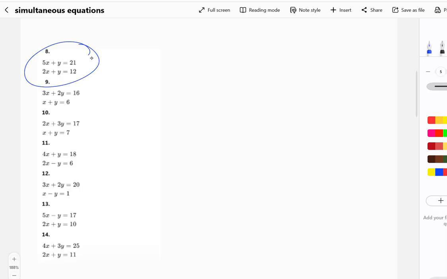So it is as simple as this. Now we're going to do question number 8. 5x plus y equals 21. 2x, no, no, not 8. It is still simple. Let's do number 4.